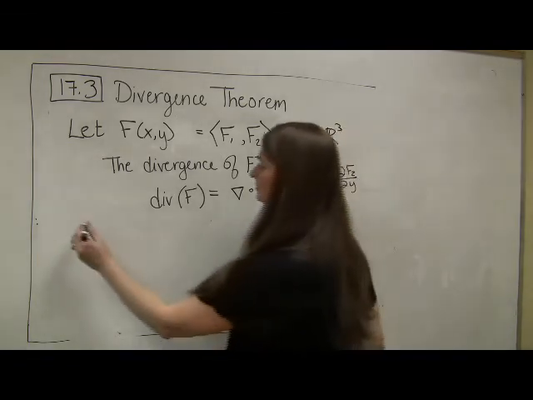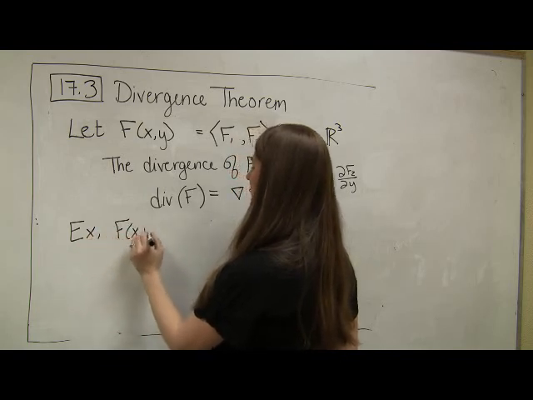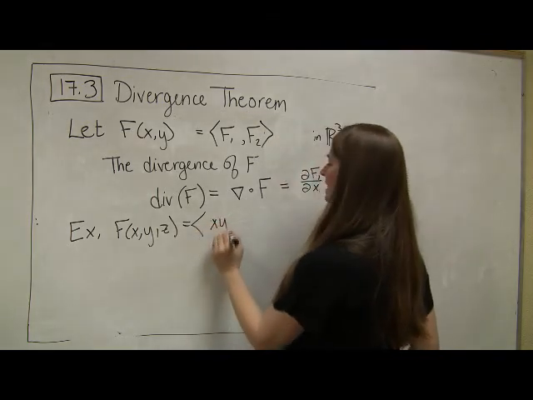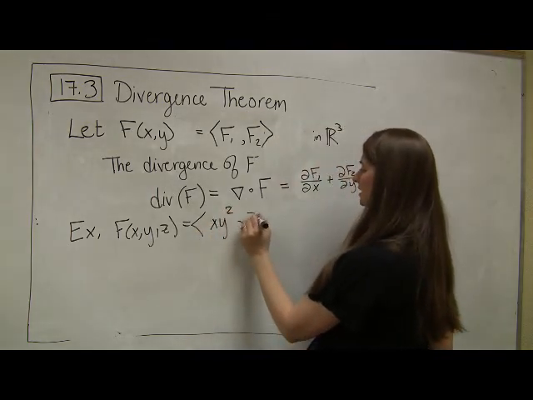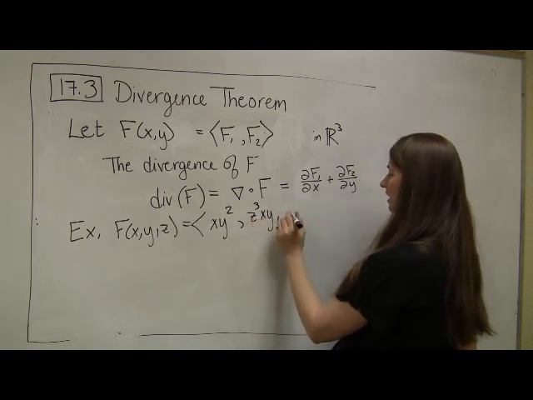Yeah, you want to see an example? Let's do a quick example. I don't think that this concept is that hard, but it's good to compute things. So let's say we have a vector field in R3 given by F = (xy², z³xy, y⁴).